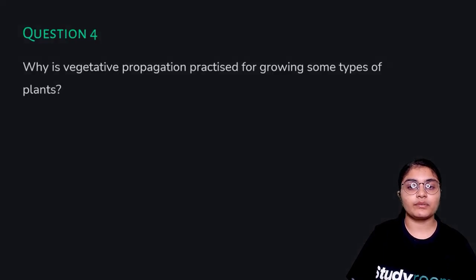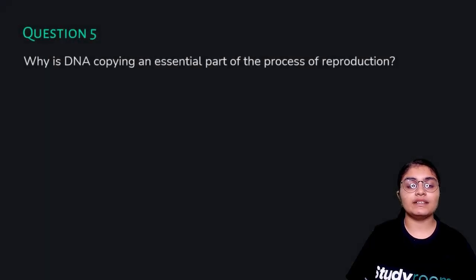The next question we have is, why is DNA copying an essential part of the process of reproduction? DNA copying, as we all know, is an essential part of the process of reproduction so that the characteristics of the parent organisms are transmitted to its offspring, and at the same time some occasional variations are also produced in the offspring. The changes in the copy of DNA provide an organism the capability to survive in changing conditions. So hence DNA copying is a very essential part of the process of reproduction.